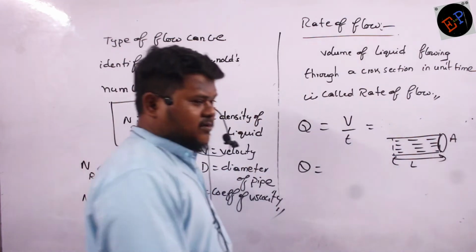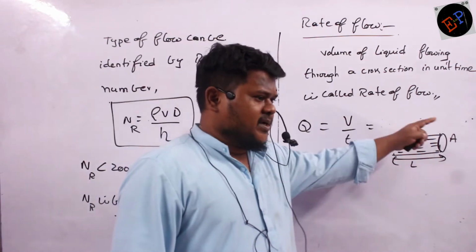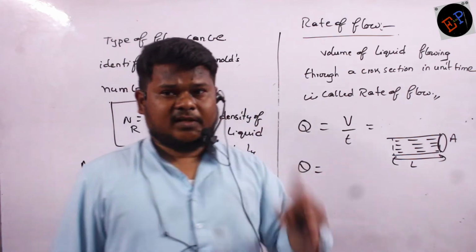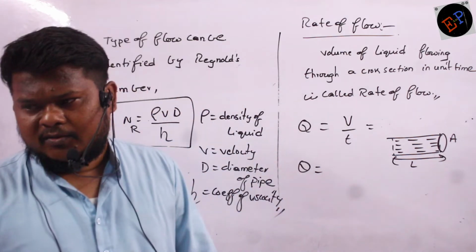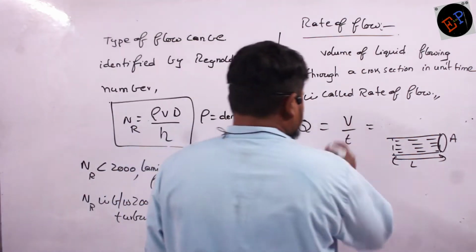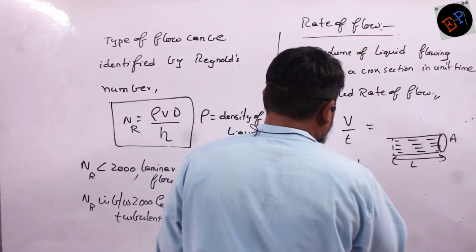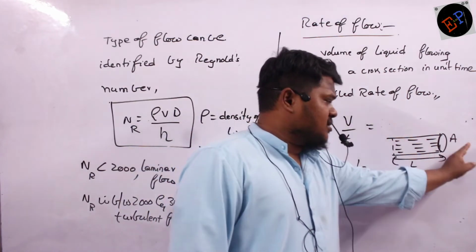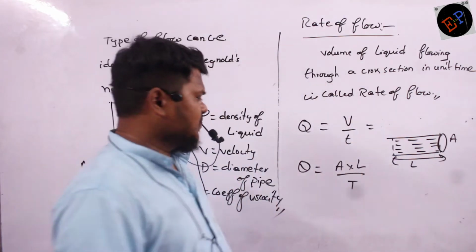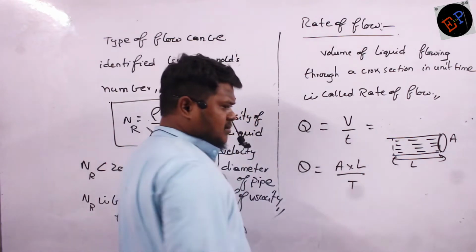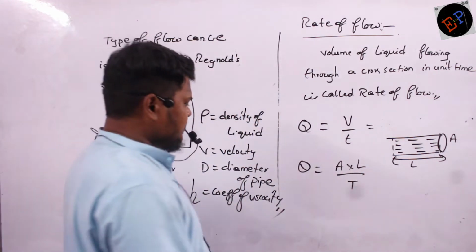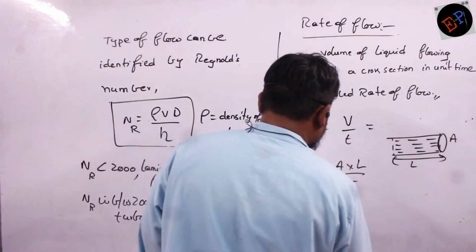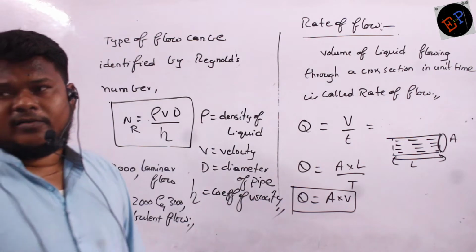This method also I can follow, no? Area of cross section of the pipe multiplied by length of water column, which will leave that cross section in 1 second. That is called the total volume of water. So volume, I can write as area of cross section into length divided by time. Length means length of water which crosses this cross section in 1 second. So length by time is also called velocity, no? Velocity of water. So therefore Q can be written as area of cross section multiplied by velocity. So this is one more formula to calculate rate of flow.